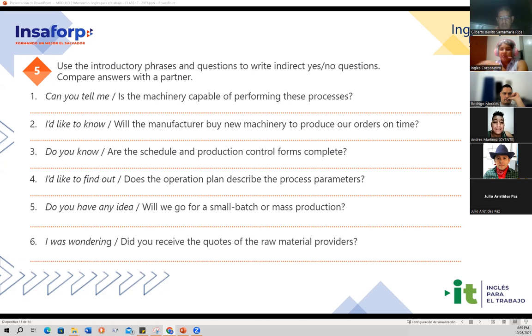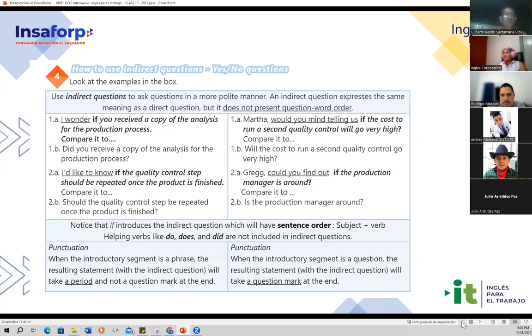Okay, really good. Number six, volunteers for number six. Me, teacher. Go ahead, Robert. I was wondering if you received the quote of the raw material provider. In this case, remove the question mark. We'll remove it, right? Yes. Okay, really good. Excellent. I consider that you have understood the differences between indirect and direct questions.